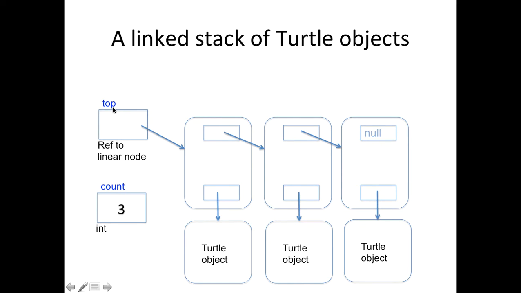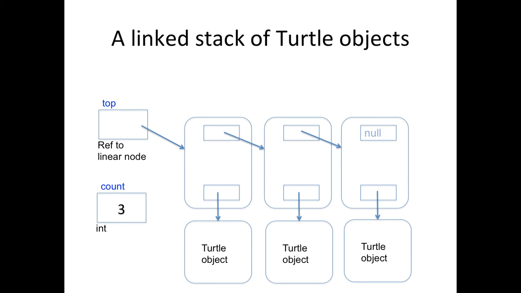And in addition to our top reference, which gets us access to the top of the stack, because this is actually a reference, in other words, a pointer to a place in memory, it's not a number. So in our array implementation, top was both an index into the array and a counter for how many elements were on our stack. In this case, top doesn't serve that purpose. It's only a pointer, and so we need to separately keep track of the number of elements in our stack, and that's what the count variable here is for.